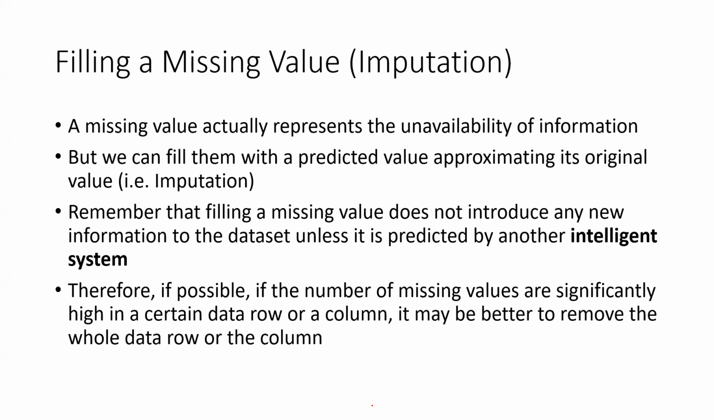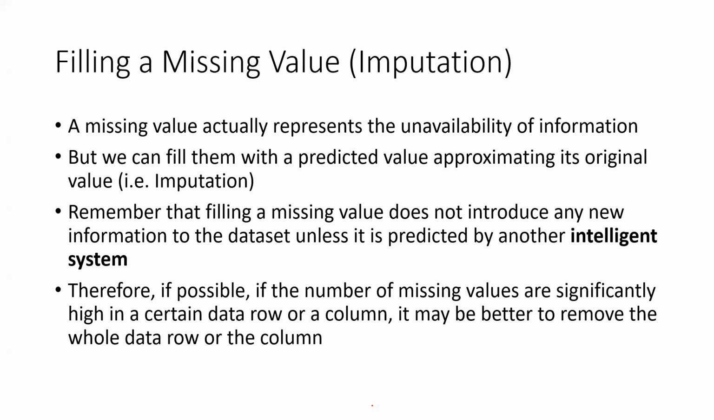You will not get any new information because you are assuming the value that should have been there with your knowledge and the data that are already there in the data set. Right? Unless the agent that is filling this missing value is an intelligent system, like it has some other information to forecast the missing values and fill them. Unless the filling agent is an intelligent one, the normal ways that we use to fill the missing values do not introduce any new information.